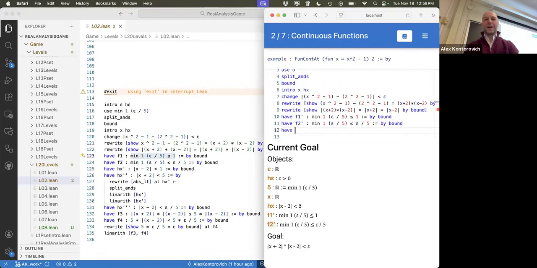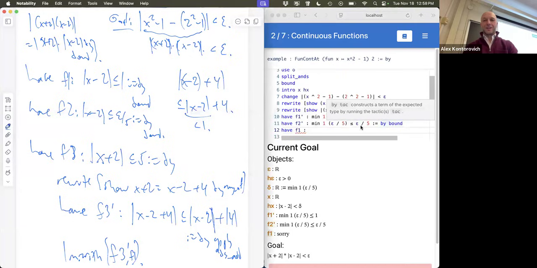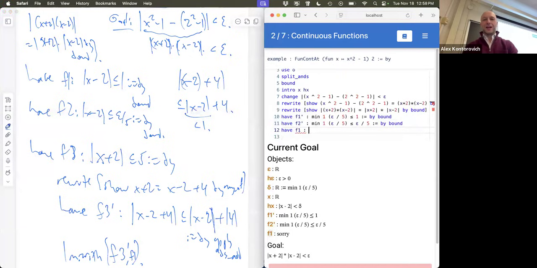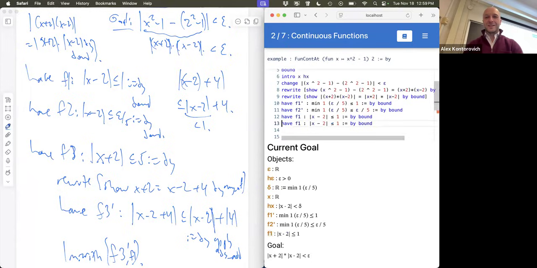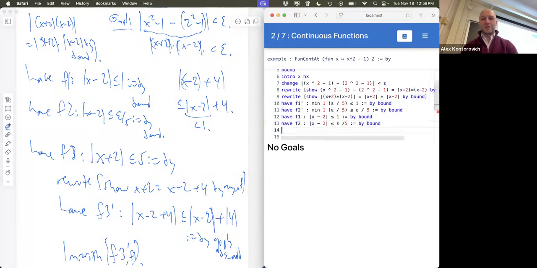And now we should be able to prove the one that we want. Have F1 is the fact that, where's our work, that x minus 2 in absolute value is less than 1. Now I think bound will do it. Yeah. So it'll do it. It'll do both of these steps, but not together. It'll tell you that the minimum of 1 and this is at most 1. It'll chain this and the other one and give you that, but not in one fell swoop. Sorry. That's life. F2 is that this difference is at most epsilon over 5. Bound will also do that.